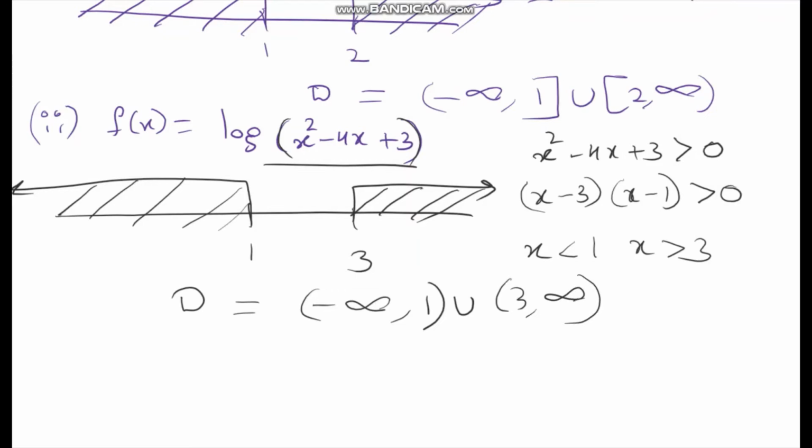If x equals exactly 1, then this total thing will be 0. So log 0 is not defined. So minus infinity to 1 union 3 to infinity is the domain.